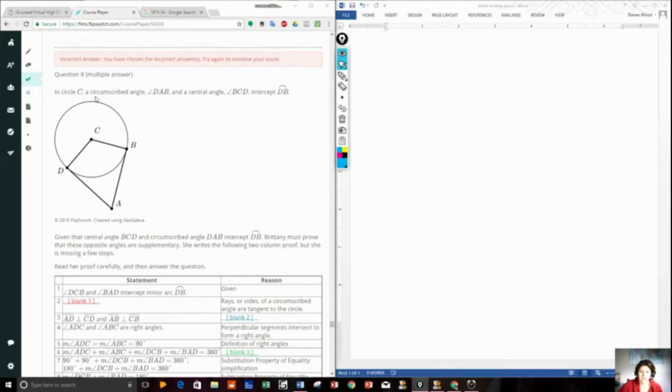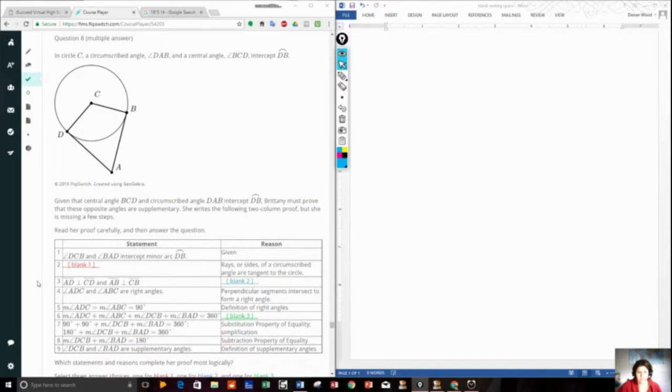So in circle C, a circumscribed angle DAB and central angle BCD intercept arc DB. Given that central angle BCD and circumscribed angle DAB intercept arc DB, Brittany must prove that these opposite angles are supplementary. That means that they add up to 180 degrees. She writes the following two-column proof, but she is missing a few steps. Read her proof carefully, then answer the question.